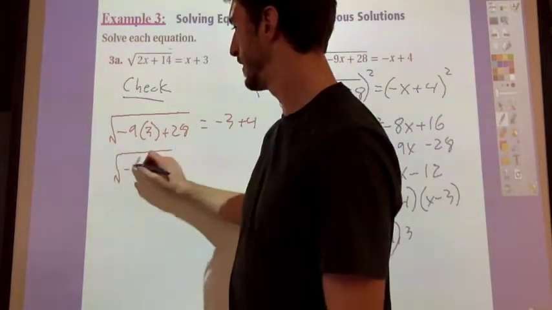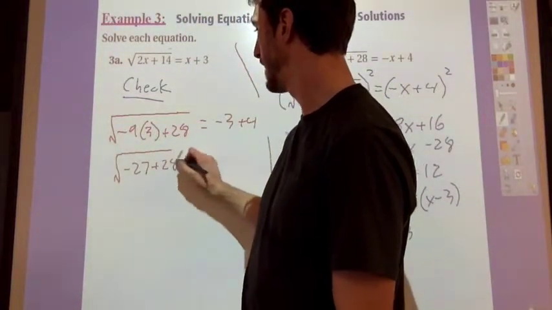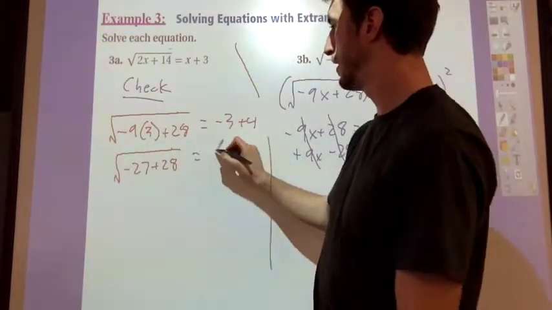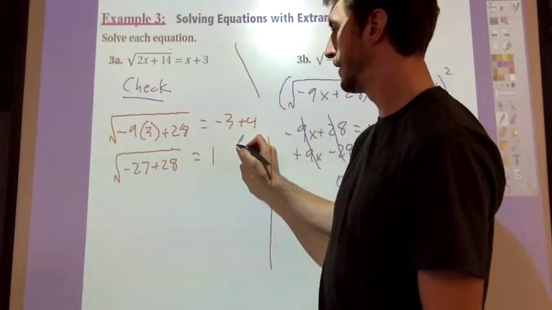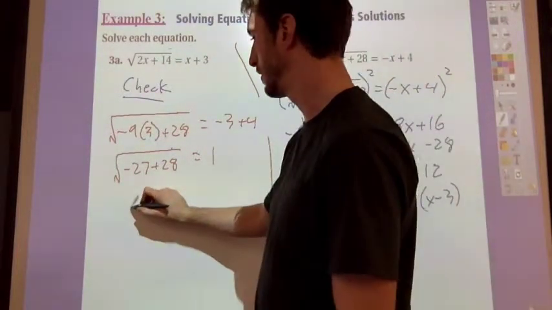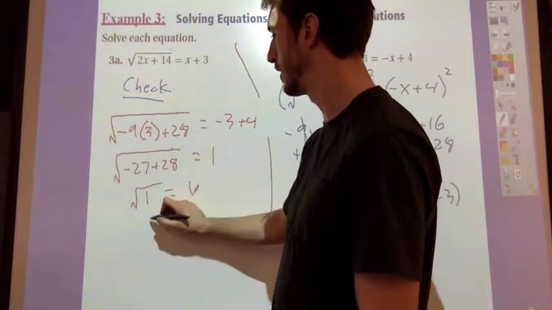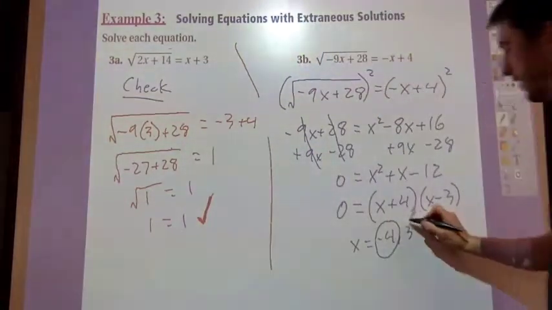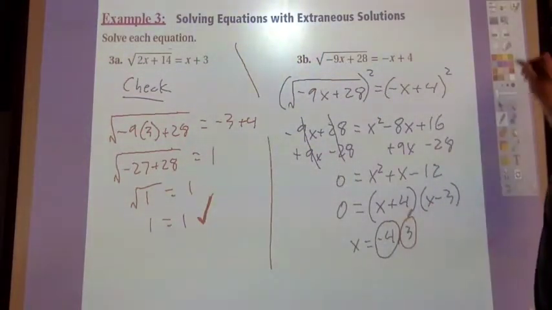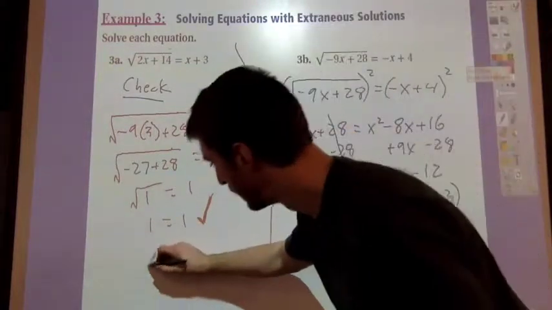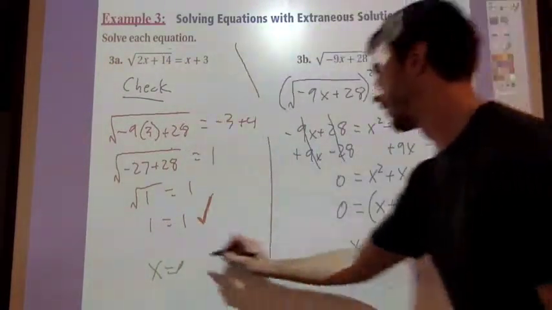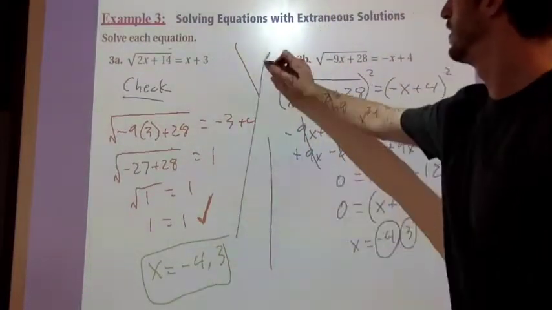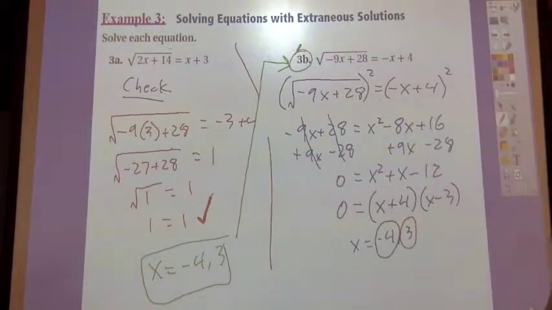So inside this parentheses, I've got negative 27 plus 28. And then here I've got negative 3 plus 4, which is going to be positive 1. Negative 27 plus 28 is 1. So the square root of 1 equals 1. The square root of 1 is 1, equals 1. Boom. So that one works as well. This one works as well. So our answer in green, because green's cool, is x equals both negative 4 and 3. And that, if you got lost, is for this one.